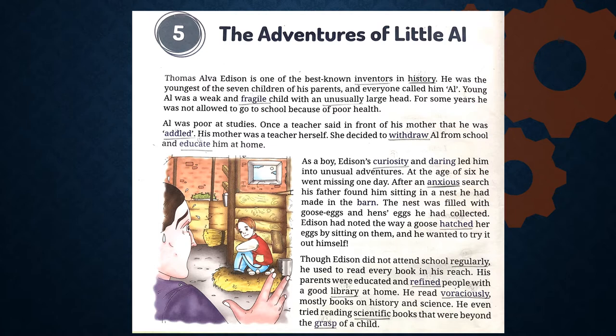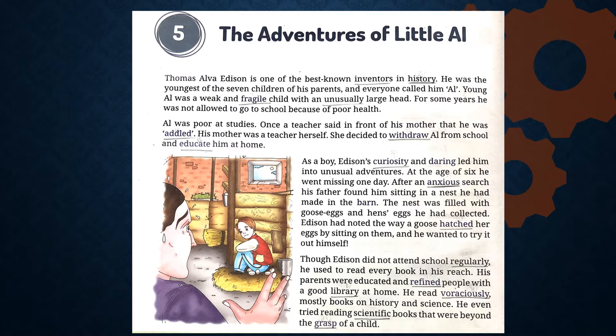Now, as he grew up, his curiosity increased. He was a very curious and adventurous child. So he decided that he wanted to find out everything around him. Once he went missing, and after an anxious search, he was found in the barn. In the barn, he was sitting on a nest. The nest was full of goose eggs and hen's eggs. He had collected them and he wanted to find out how these eggs hatched into babies. So he wanted to try it himself. So he sat down on these eggs and thought that he would be able to hatch those eggs.